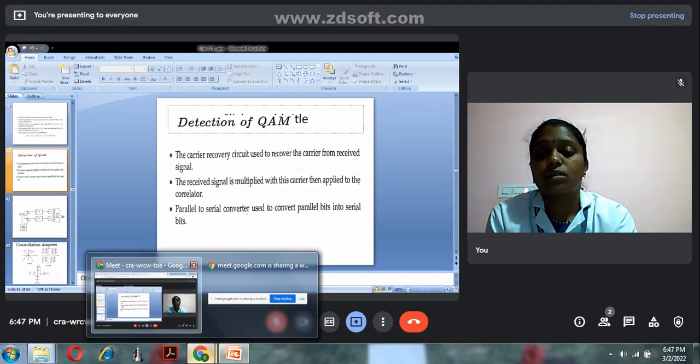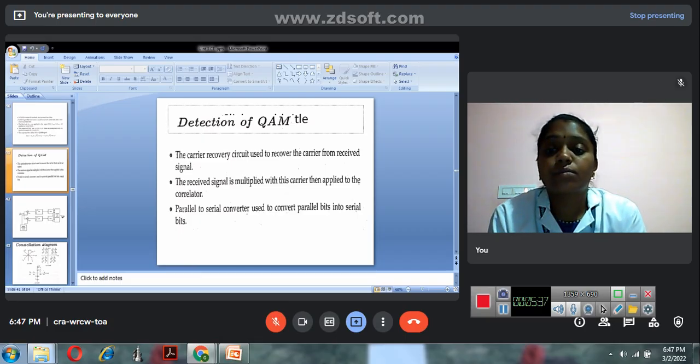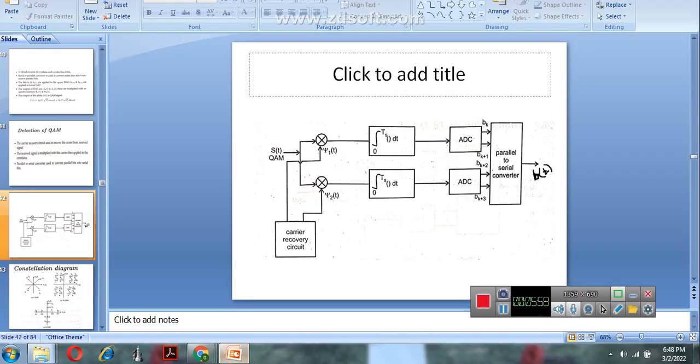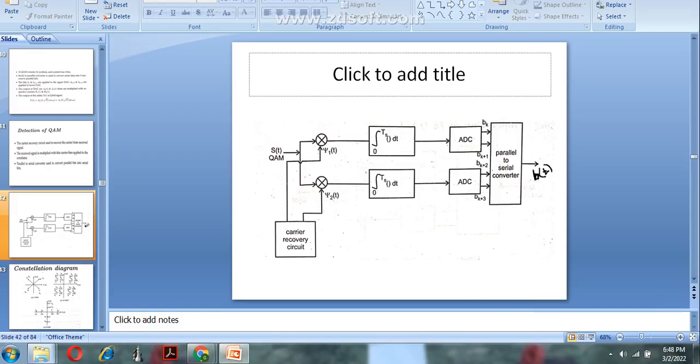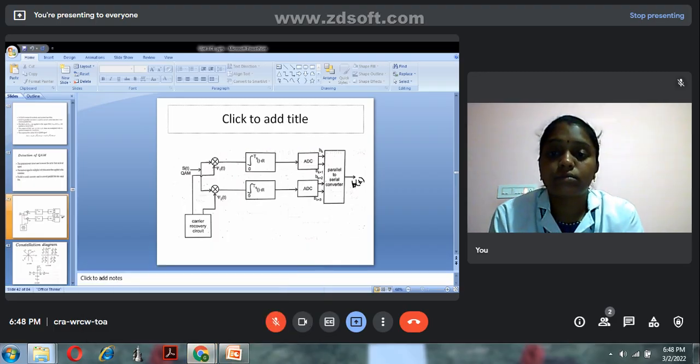Then the detection, that is demodulation of QAM. The carrier recovery circuit is used to recover the carrier from the received signal. The received signal is multiplied with the carrier, then applied to a correlator. Then the parallel to serial converter is used to convert the parallel bits into serial bits. This is the detection circuit of QAM.